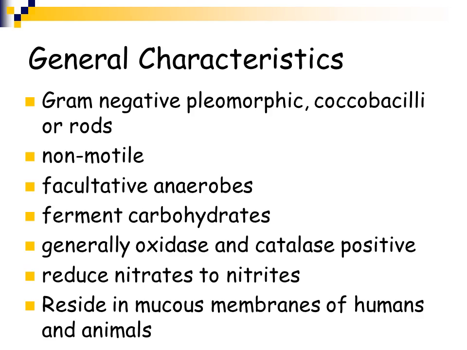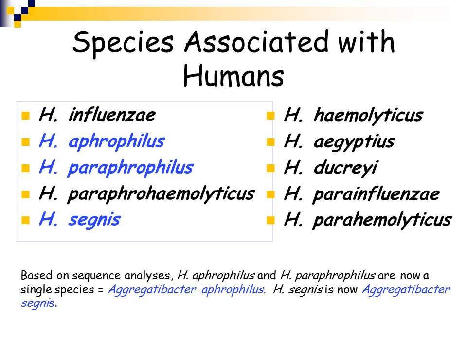They're non-motile, they're facultative anaerobes. They will ferment carbohydrates or sugars. They tend to be oxidase and catalase positive. They reduce nitrates to nitrites, and they reside in the mucous membranes of both humans and animals. Now, the species associated with human disease, the big species is Haemophilus influenzae. That is the one we will put more attention on because that's the major pathogen of the Haemophilus.